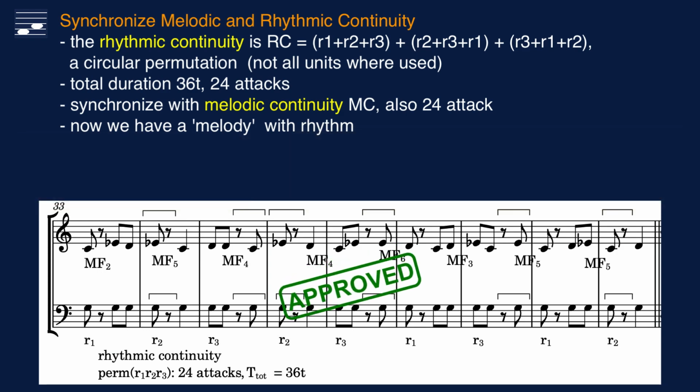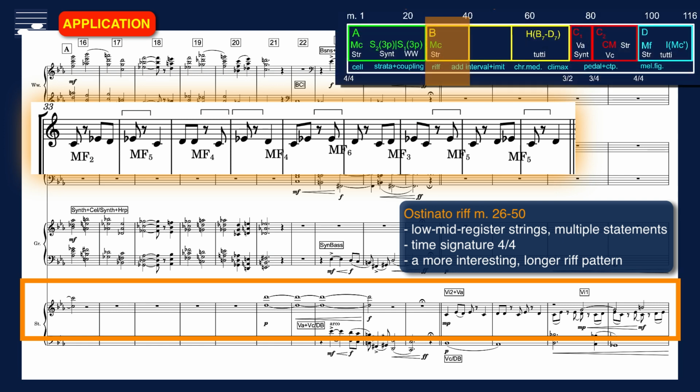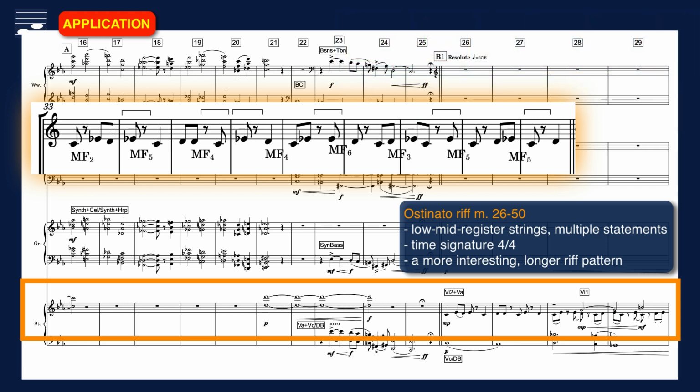I decided to use this pattern as an ostinato riff in the fast tempo B section of the example composition. The first statement is for low mid register staccato playing strings. The time signature is 4/4. The process of pitch and rhythm combination and synchronization may seem cumbersome, but the result I find more interesting than the overused repeating short spiccato riffs in epic music.